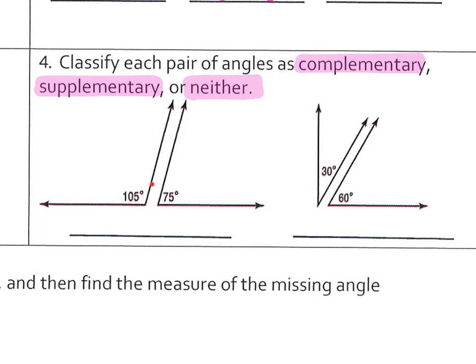So to find out, let's try adding this. 105 plus 75. When we do that, we get 180. So that tells me these two angles are supplementary. So for the next one, let's again try these. So 30 plus 60, if it's a 30 degree and a 60 degrees, add them up, and we end up with 90. So that means those are complementary. So you had to know that supplementary means they add up to 180 degrees, and complementary means that they add up to 90 degrees in order to answer that question. Let's look at number 5.